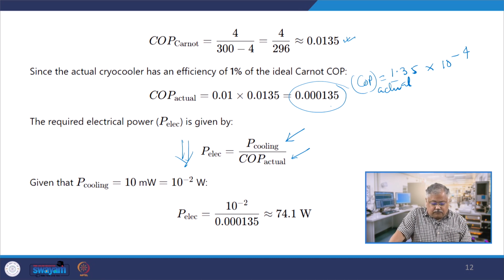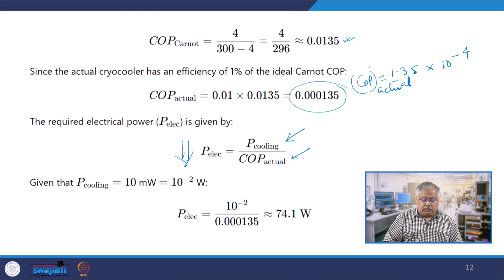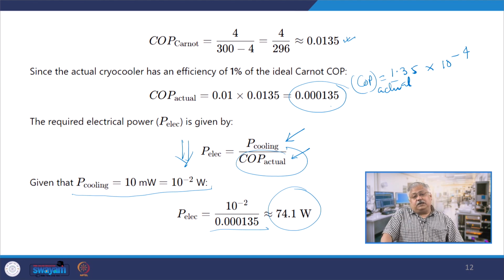Okay. Now, given that P cooling is 10 milliwatt, why is P cooling 10 milliwatt? This is already given to you here. For 4 Kelvin it requires 10 milliwatt of cooling power. So, I already know my P cooling and I already know COP actual. I divide 10 to the power minus 2 by this much, I get 74.1 watt as the value of P electrical, correct? Which means that the amount of power required for the 300 to 4 Kelvin shift is approximately 75 watt in this case, right. Quite a heavy power which you are actually drawing from the rail. Please understand, this power will be dissipated somewhere within the system, and that is the bottleneck or the challenge as far as cryocoolers or cryogenic systems are concerned.